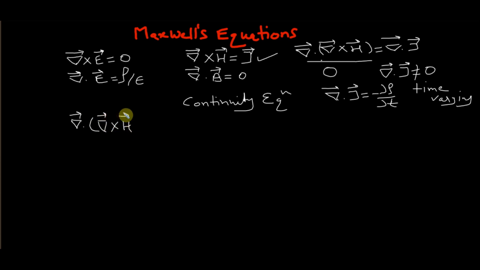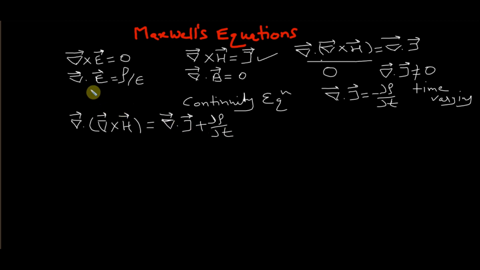Now to make this equation hold for the time varying case, you need to add something. As we know, del dot J is equal to minus partial rho upon partial t. If you add here partial rho upon partial t, then this is the negative of the partial rho upon partial t, so it will be cancelled out. Now it is equal to 0. Left hand side is equal to right hand side now.